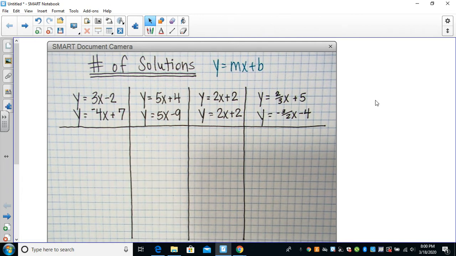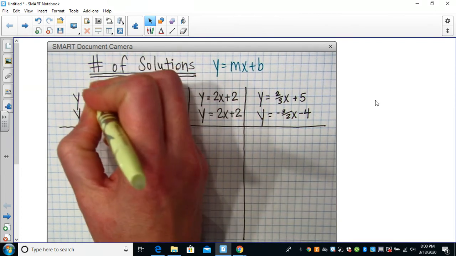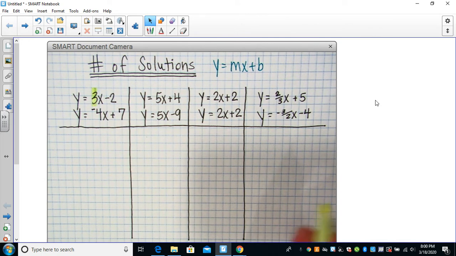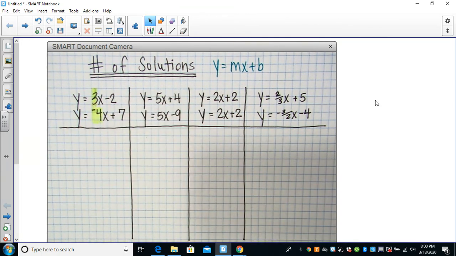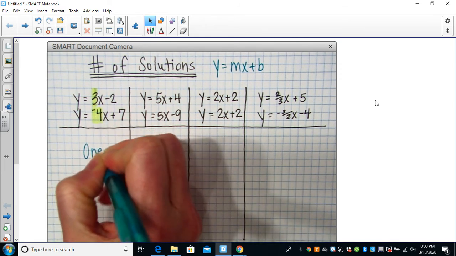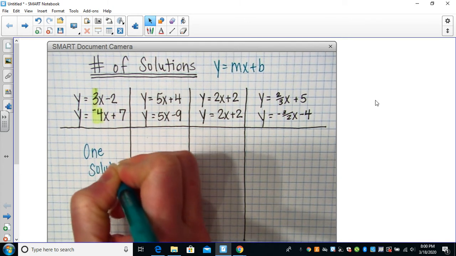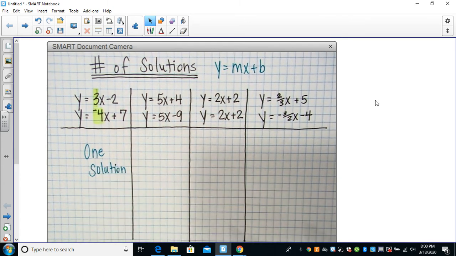So here, for the first example, we're going to look at the slopes. We have a 3 slope, which is going to be an uphill line, and then a -4 slope, which is going to be a downhill line. As long as these two lines have different slopes, they will have one solution, meaning when you graph them, they would touch in one spot and one spot only.